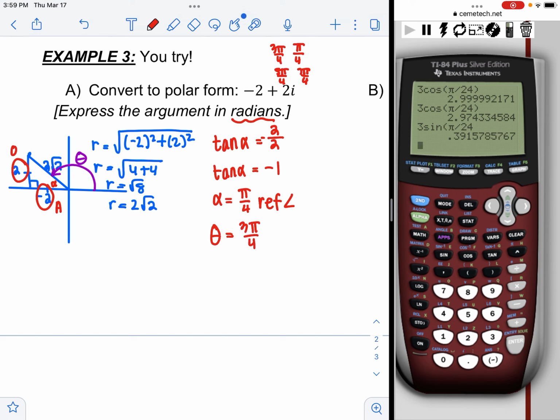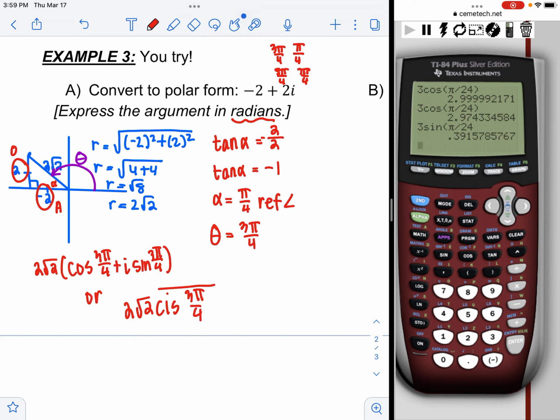And now I can write my polar complex number. You can write it in cis form or the long way. So the long way is 2 root 2 cosine of 3 pi over 4 plus I sine of 3 pi over 4. That's the long way of writing it. Or you can write it in cis form. 2 root 2 cis 3 pi over 4.